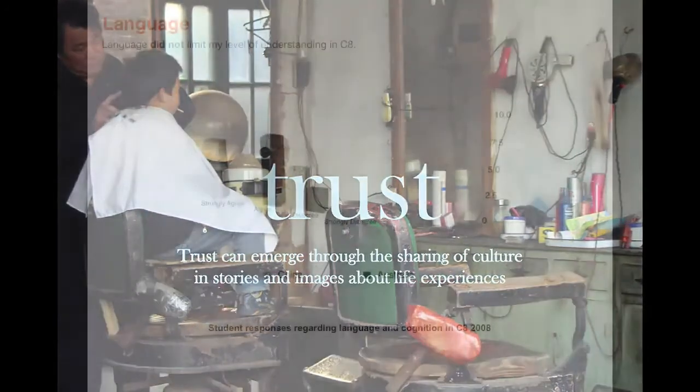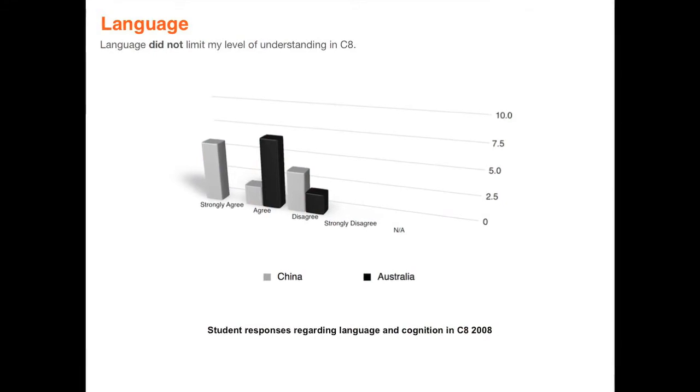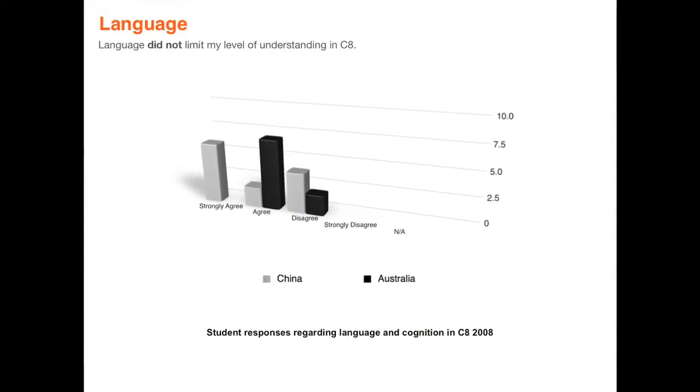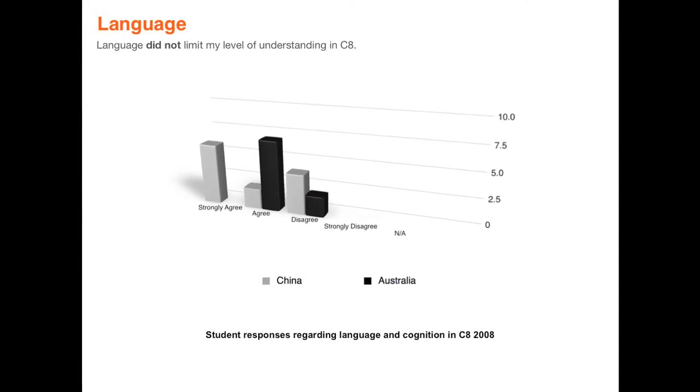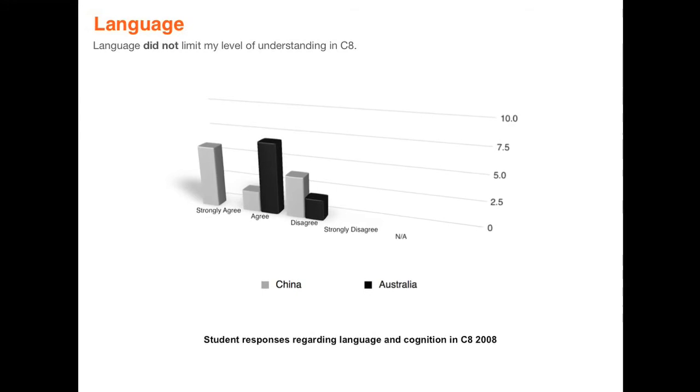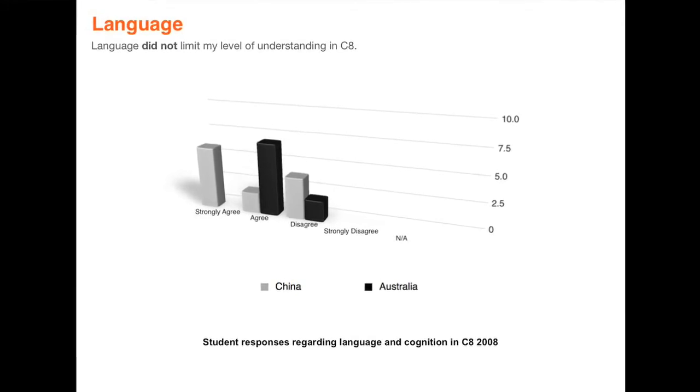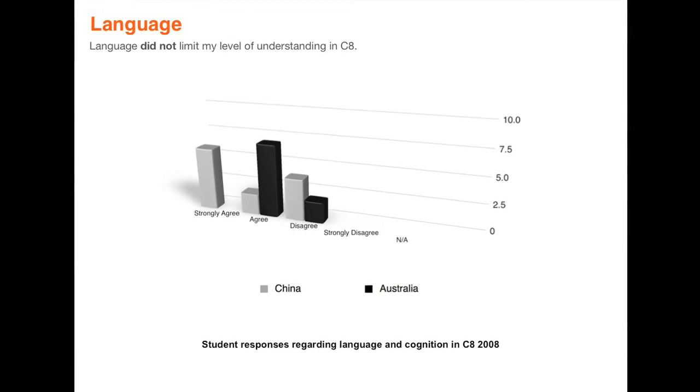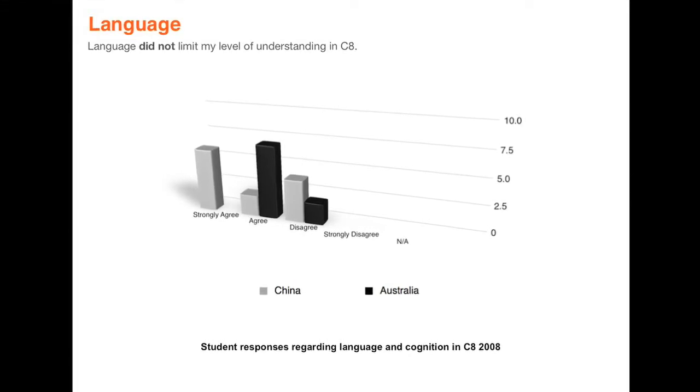Okay, I bet you are, or at least some of you are saying, what about language? You might be surprised to find that many students, particularly Chinese students, were quite adamant that language was not an issue for their understanding and cognition in our project in 2008. In 2009, during the blended studio, language was widely debated as a challenge that was recognised as a challenge, but it didn't stop collaboration.